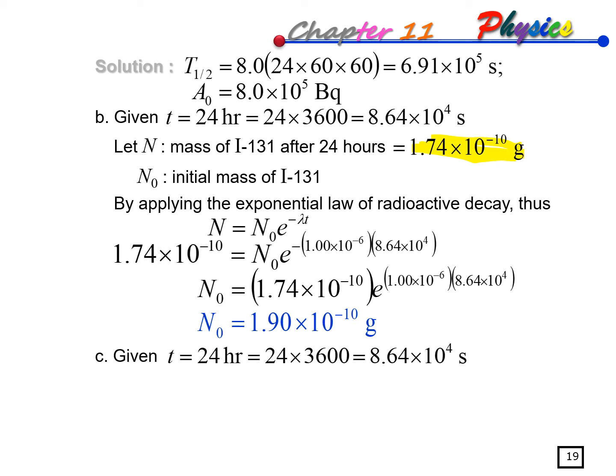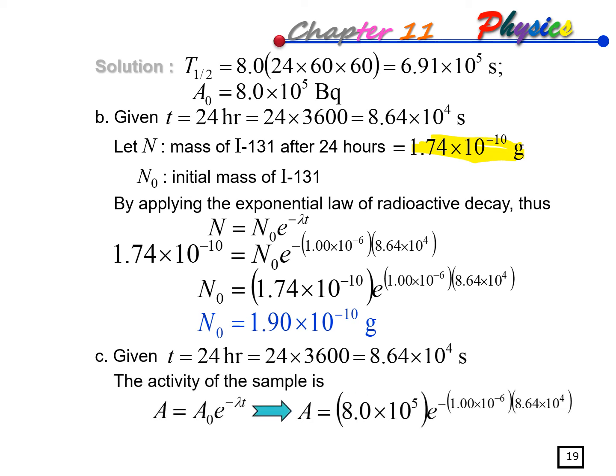And for C, after 24 hours, the initial activity is already given in the question, so just apply it. With the time period, the final activity we end up with is 7.34 times 10 to the power of 5 becquerel.